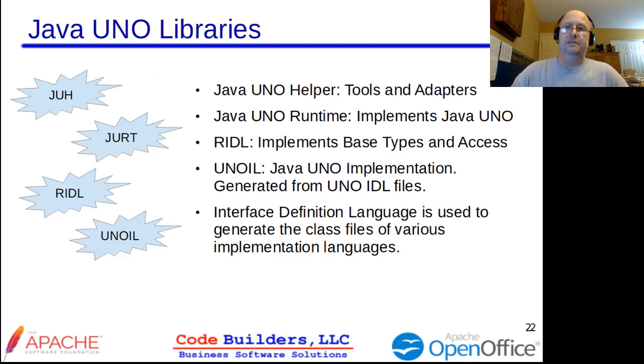So let's talk about the Java UNO libraries. There are 4 main libraries that are divided up by their functionality. The one I want to point out is the UNO IL library, which is responsible for the spreadsheet document class, for example, that we just talked about. It's completely generated from IDL files, or interface definition language files, which are the specifications from which the different language APIs are created. There are tools that come with the Office that you can use to generate Java classes from IDL files. This is also used by the NetBeans plugin and the command line templates I'll discuss later.